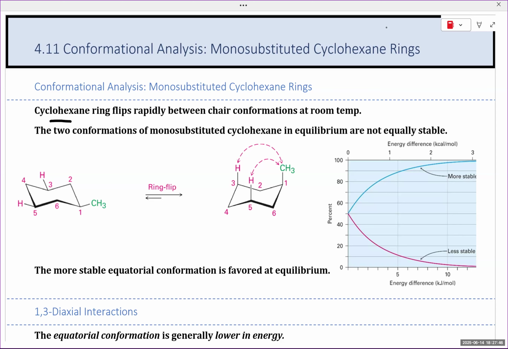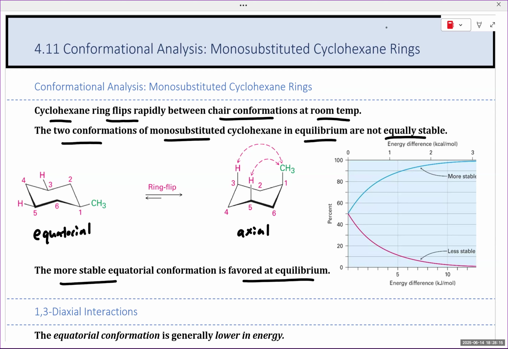So as we discussed, cyclohexane ring flips rapidly between chair conformations at room temperature. The two conformations of monosubstituted cyclohexane in equilibrium are not equally stable, and thus the more stable conformation is favored at equilibrium. What we can note for a monosubstituted cyclohexane ring is that if we compare the equatorial conformation to the axial conformation, the equatorial conformation is lower in energy. And the reason for that is the equatorial conformation lacks these interactions that we call 1,3 diaxial interactions. These interactions are destabilizing, and this leads to an energy difference between the two conformations. Thus, at equilibrium, the more stable equatorial conformation is favored.